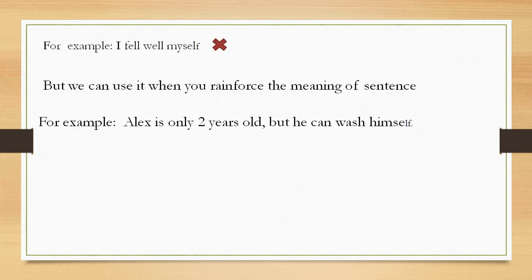For example, I felt well myself. In this sentence, myself is incorrect because of the verb, as I mentioned above, the verb feel is given. With this kind of verb, we can't use reflexive pronouns, namely myself. But we can use it when you reinforce the meaning of a sentence. For example, Alex is only 2 years old, but he can wash himself.